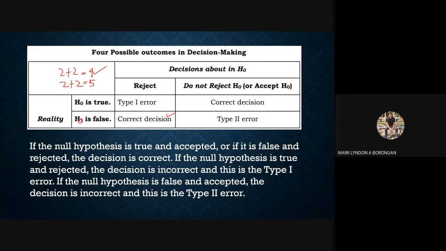Type 2 error or type 1 error. So a type 1 error, guys, let me go back. A type 1 error is when our null hypothesis is true but you reject it. A type 2 error would be when our null hypothesis is false but you accept it. If you accept it even though it is false, you are committing a type 2 error. Okay?